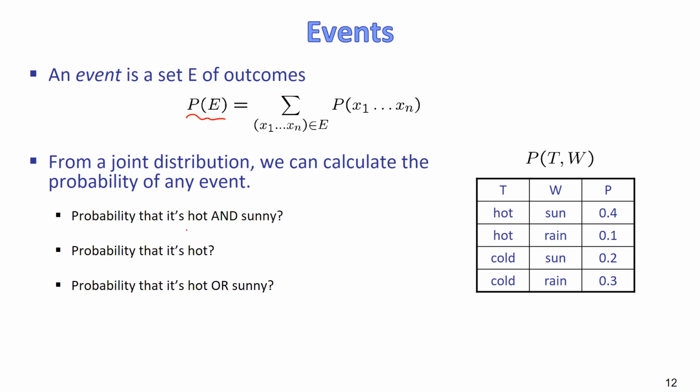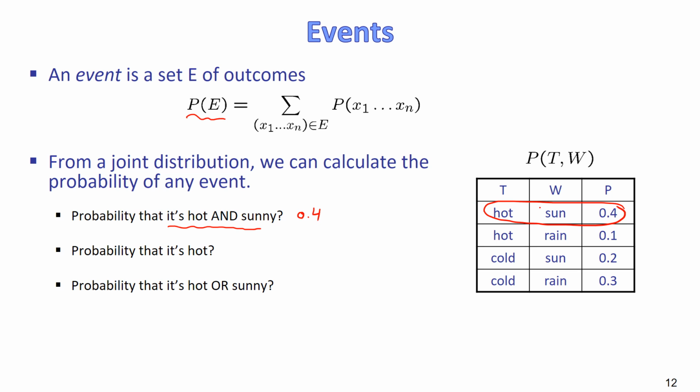We want to calculate the probability that it is hot and sunny. So that's an event now. Where are the outcomes that correspond to that event? It's just one row, right? It's hot and sunny. So that's the row that corresponds to that event. So the probability here is just 0.4.